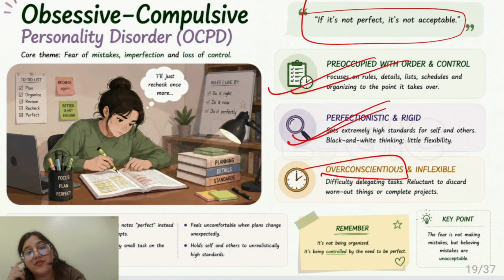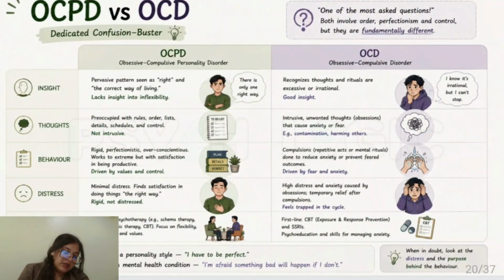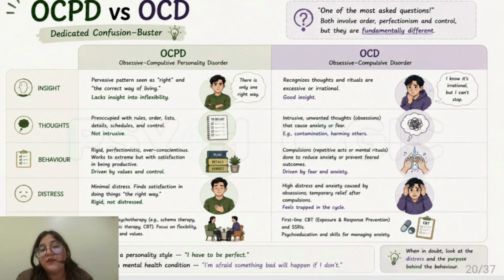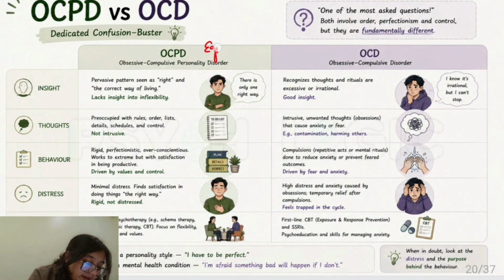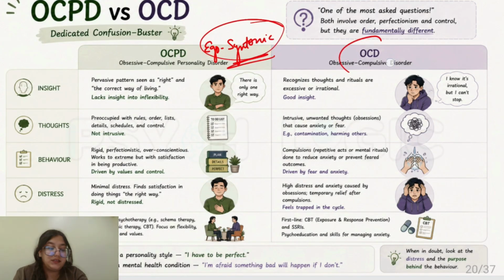So the diagnosis depends on whether the traits of perfectionism, this preoccupation with order and control, are rigid, pervasive, and cause impairment in their day-to-day life. That is how you understand if it is a personality disorder or not. Now, this is often confused with OCD. So, we need to understand that OCD and OCPD are different. Why? The easiest way to understand this is ego-syntonic versus ego-dystonic. Here, they are like that. They like it. It's not distressing to them. That feeling is not distressing to them. Why?